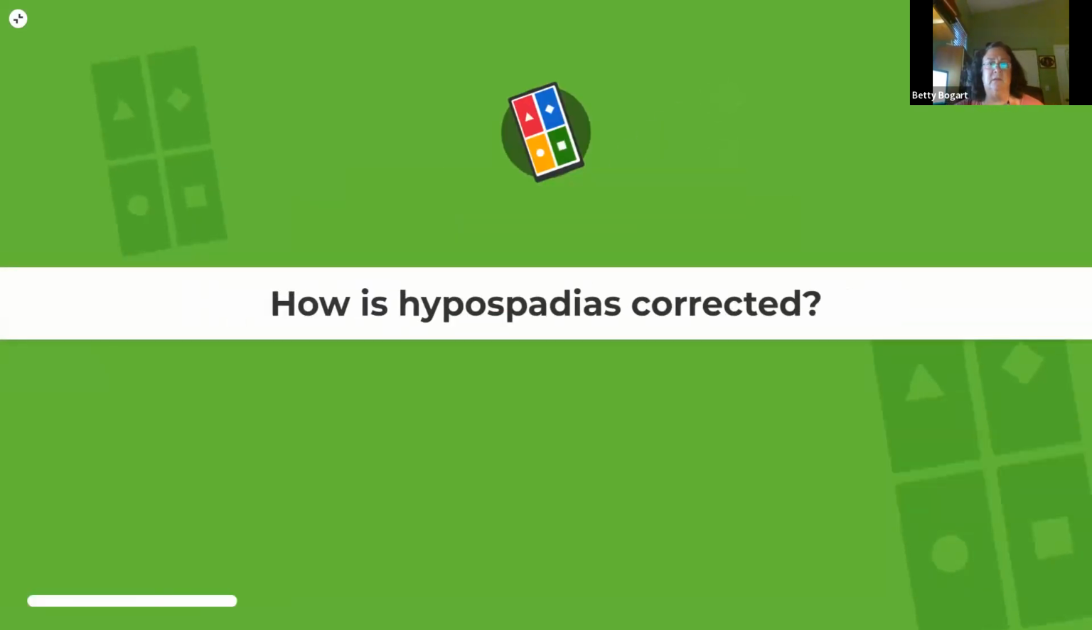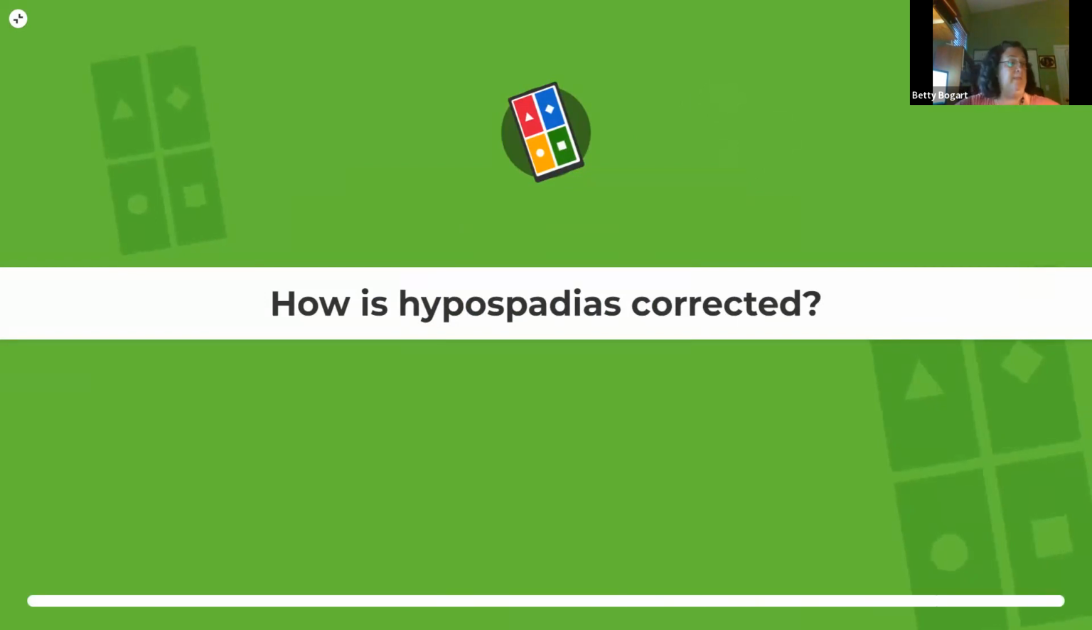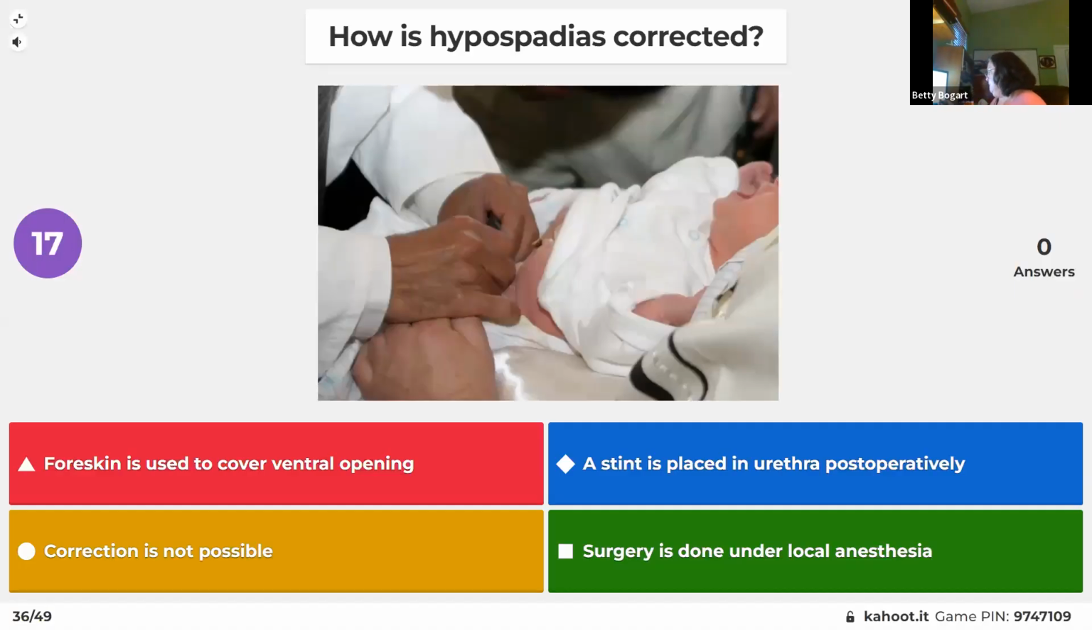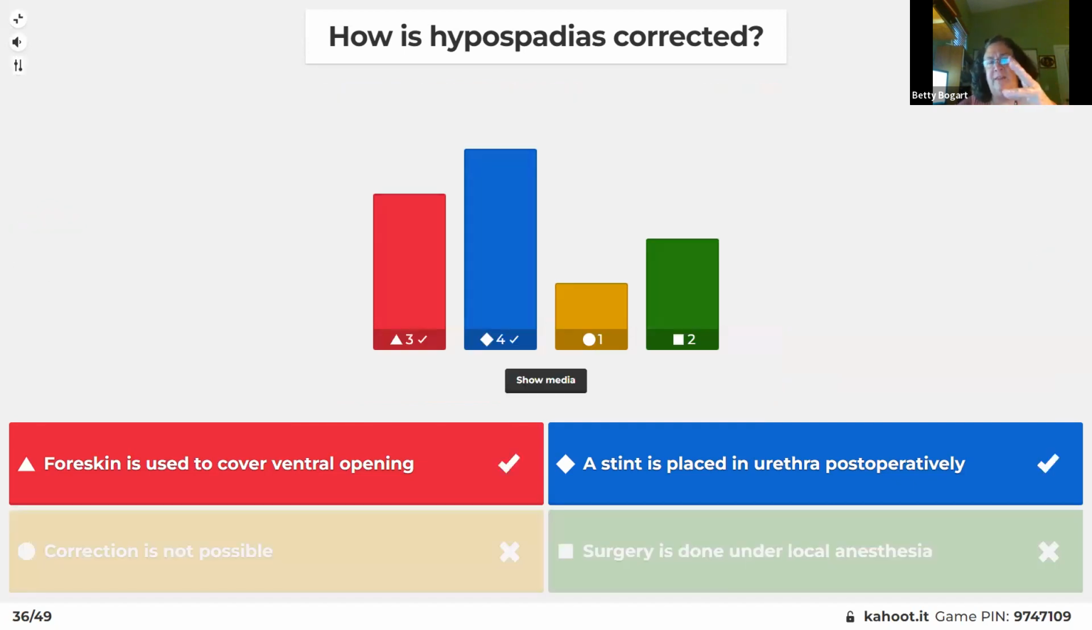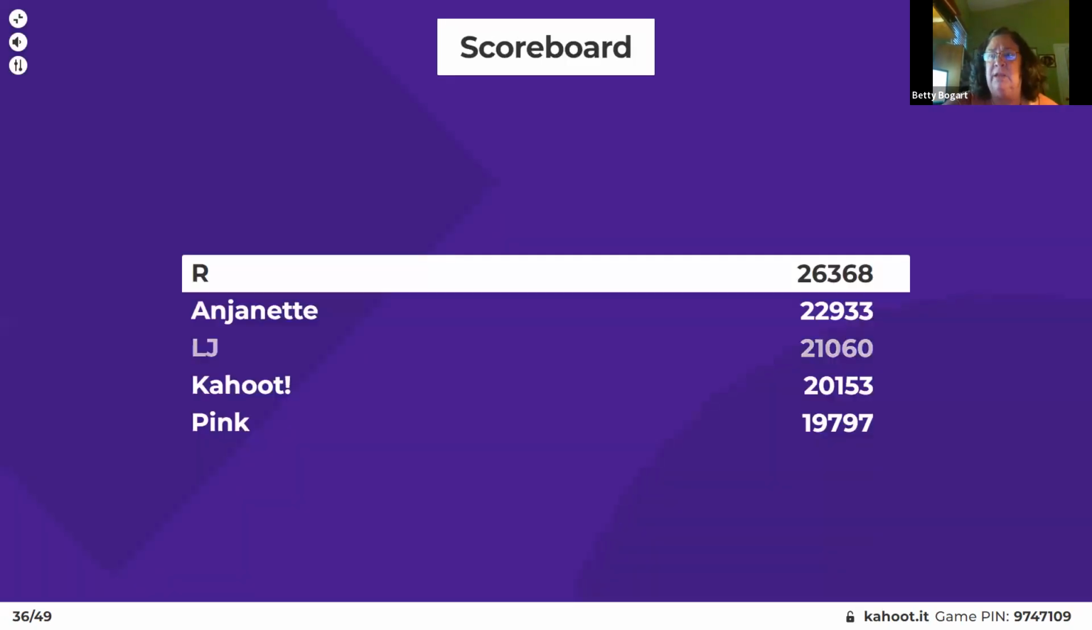A multi-select. How is a hypospadias corrected? So we'll use that foreskin as that plastic closure to cover that opening. We'll put that stent in there to keep that lumen open, and it's not done under local. It's a general anesthesia, and they like to do it before they're potty trained.